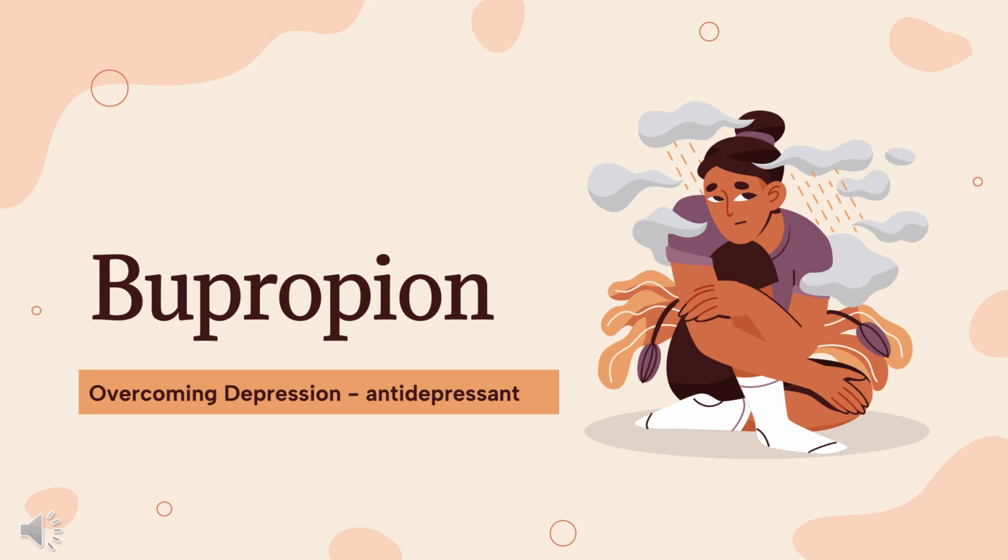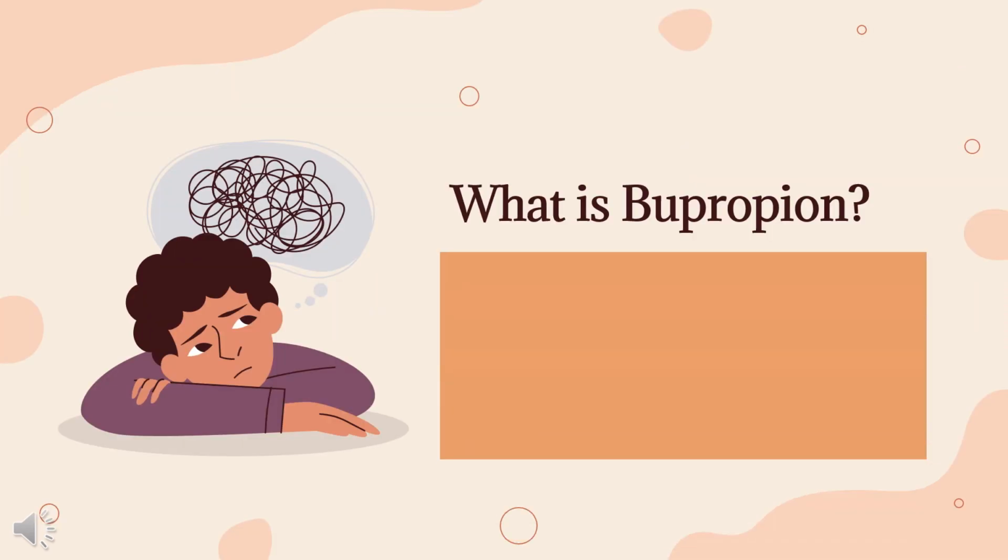Bupropion is a norepinephrine and dopamine reuptake inhibitor used in the treatment of major depressive disorder, MDD, seasonal affective disorder, SAD, and as an aid to smoking cessation. In this video, let's find out: What is bupropion? What is bupropion used for? Contraindications. What are the side effects of taking bupropion? How does bupropion work? How to use bupropion?